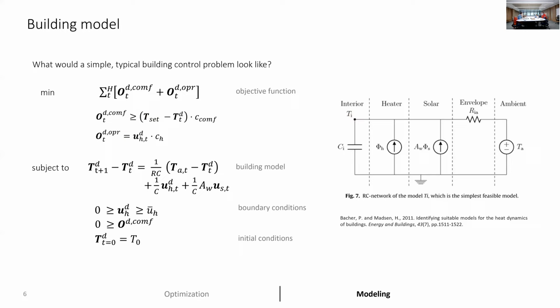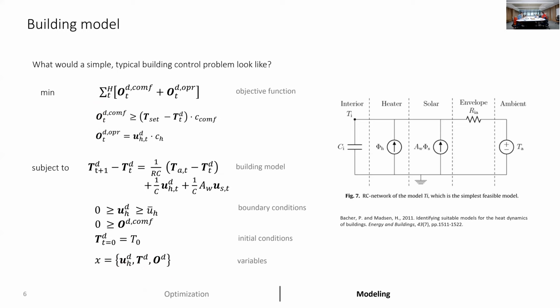Right. But that's it. With this set of equations, we've defined what a typical building control problem might look like. And these are the variables, actually. So as I mentioned, you have the heat input signal, the inside temperature, and, well, the cost function variables that we've defined here. But the main decision variable, as I mentioned, that the algorithm is going to try and adapt is this heat function right there.